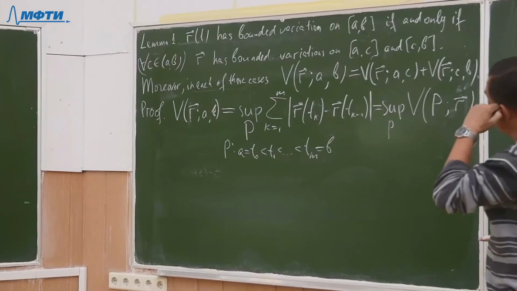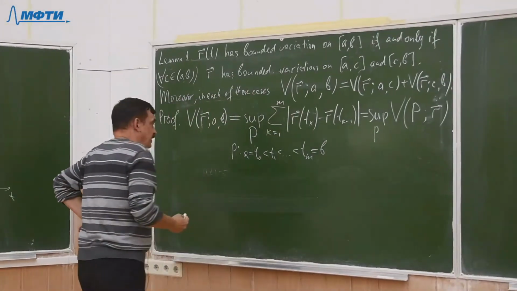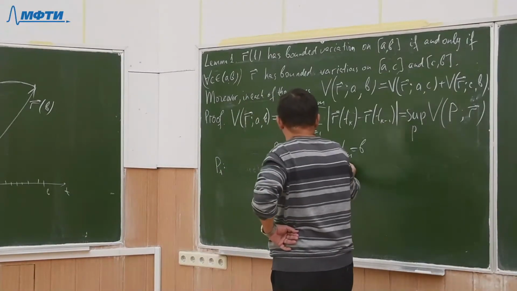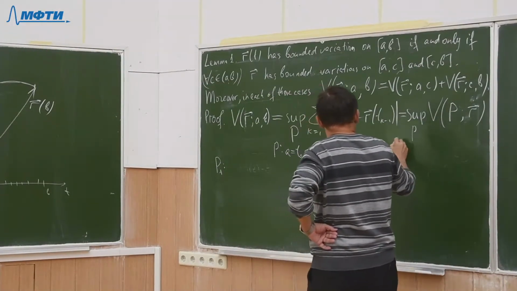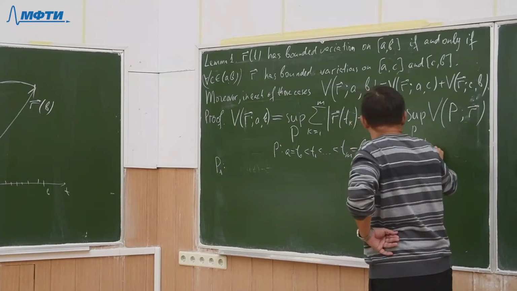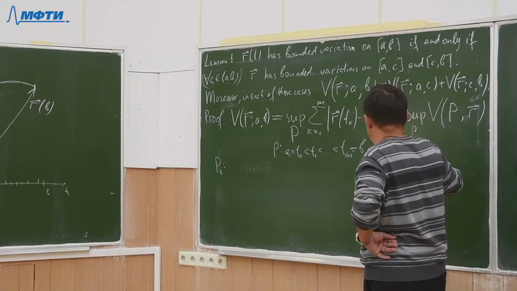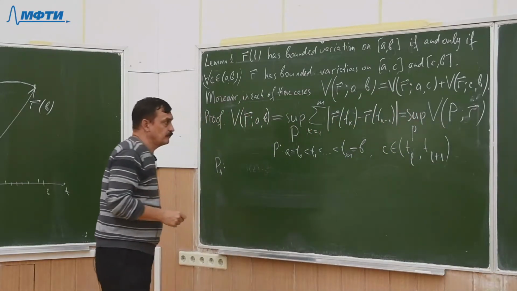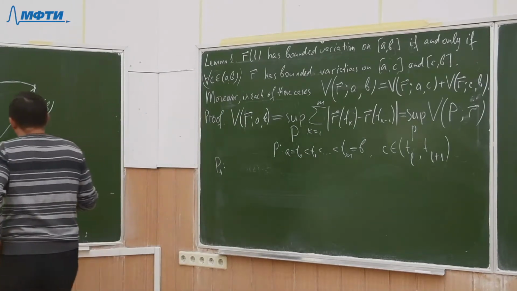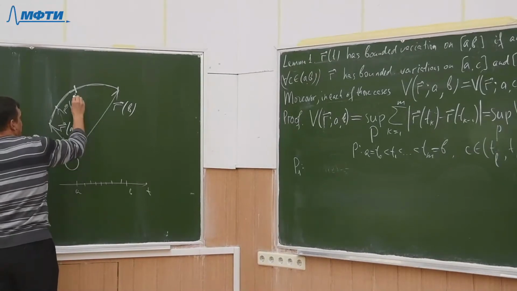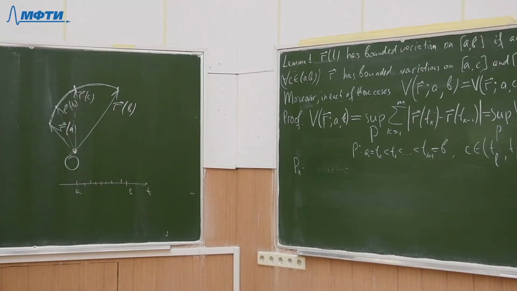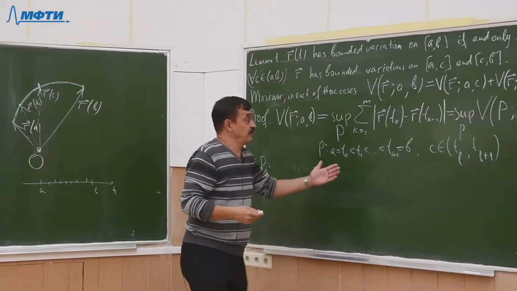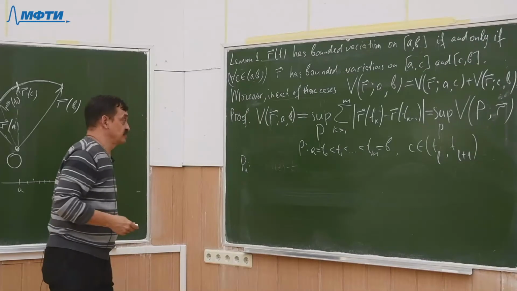Now, let us consider two partitions. Suppose C belongs to the interval T L, T L plus 1, right? So somewhere in between, like here, you see, the point of splitting is over there. That is R of C. And C is somewhere between two points. Of course, it may coincide. In this case, the situation is even easier.